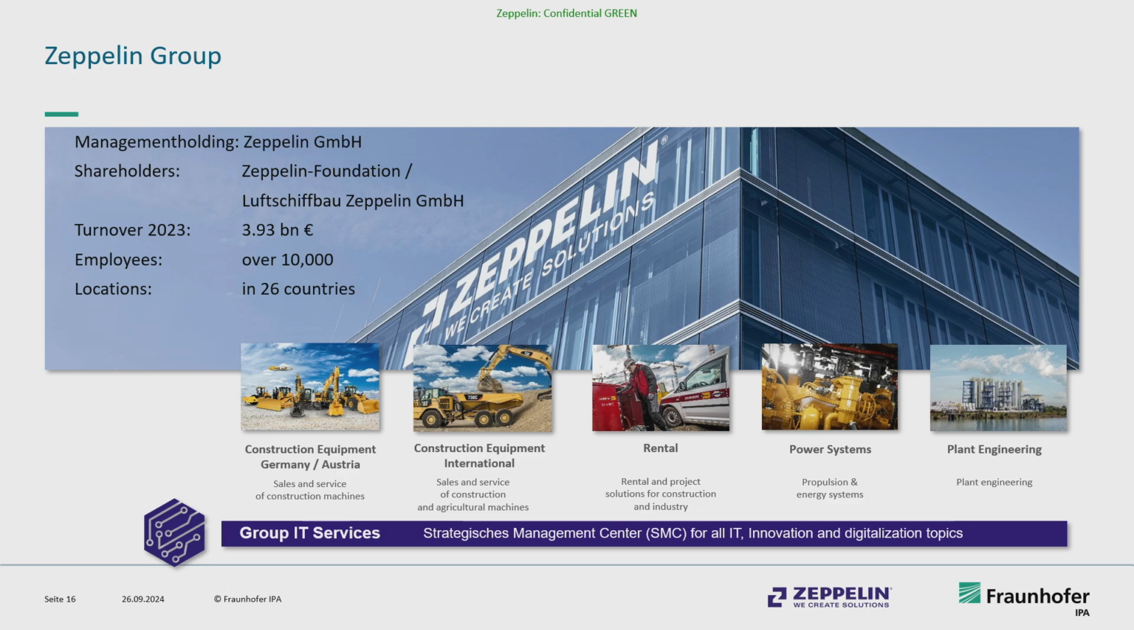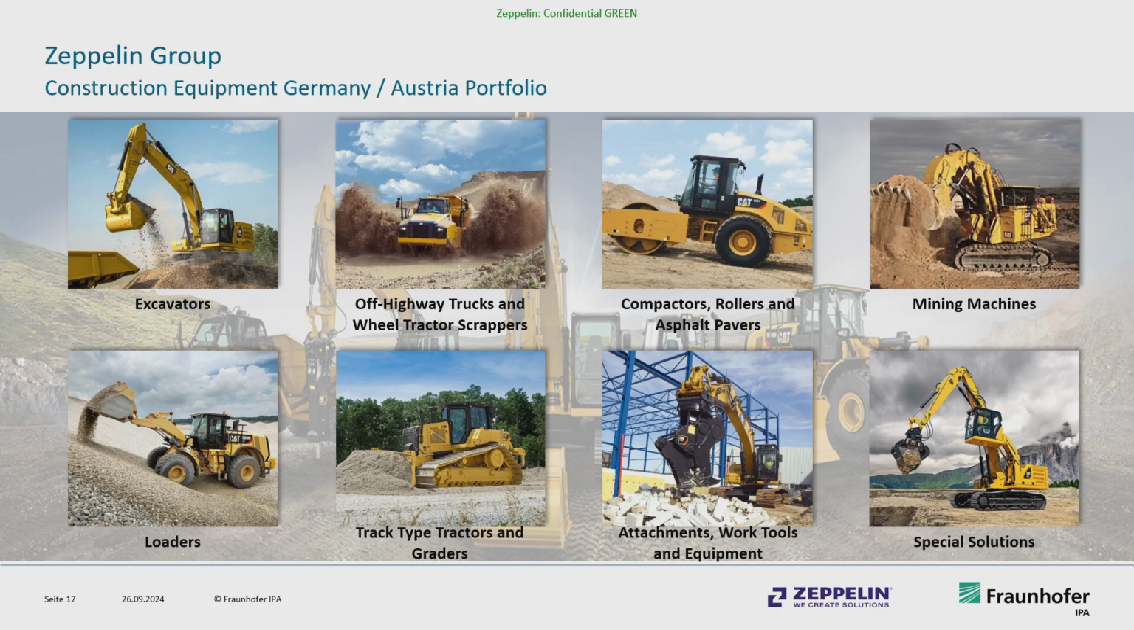And then we have the two construction equipment units, international and Germany and Austria, and this is where the use case is located. The two construction equipment units are dealers for heavy construction machines, new and used. And our portfolio is really big, ranging from excavators, loaders, up to special solution equipment. So we are talking about hundreds of different models and thousands of different specifications.